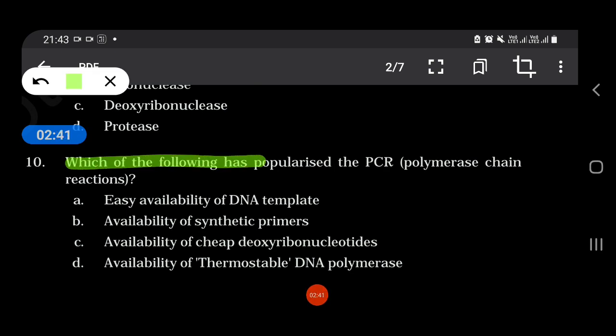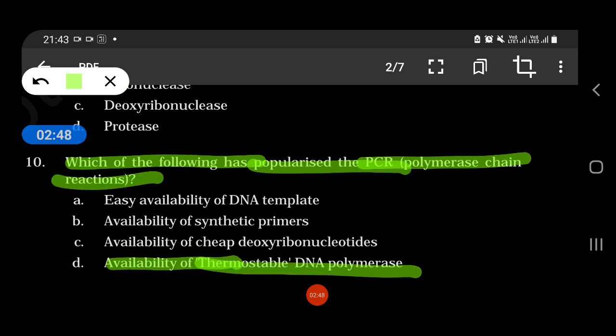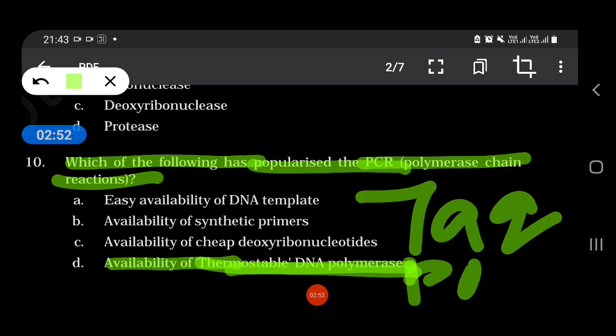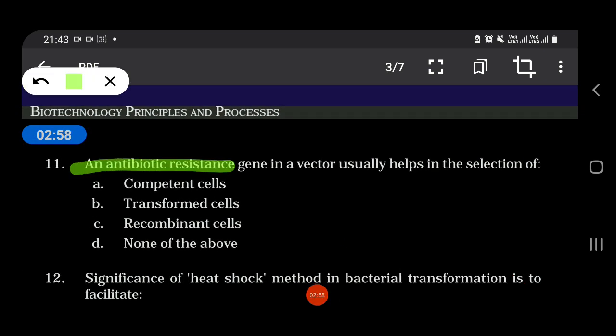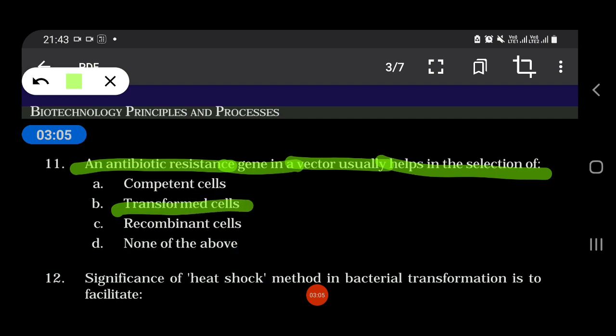Which one of the following has popularized the PCR, polymerase chain reaction? Availability of thermostable DNA polymerase, Taq polymerase. An antibiotic resistance gene in a vector usually helps in selection of transformed cells.